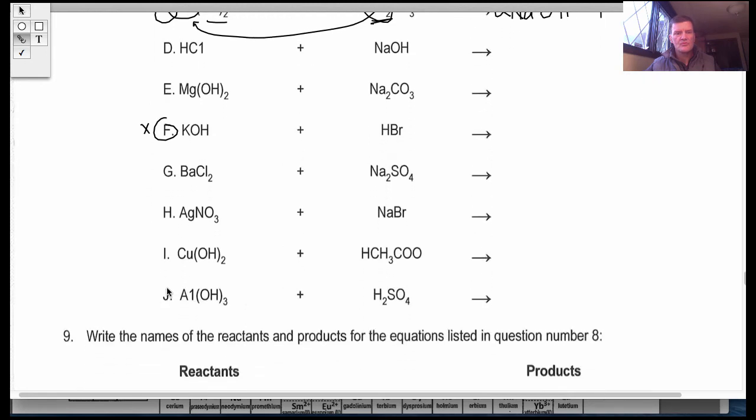Let's do this one down here. This one's a little more interesting. That should be an Al right there. Aluminum hydroxide, and this is sulfuric acid, H2SO4. Again, the cations are going to switch places.